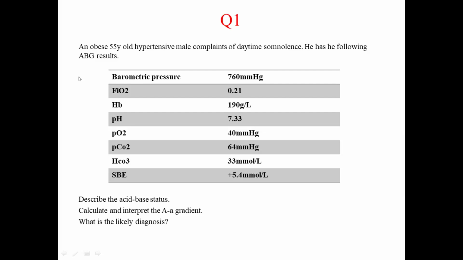Sriram said chronic respiratory acidosis. Amarnath, you are saying acute on chronic respiratory acidosis. So what was the ratio which you got, delta H by delta PCO2? 0.45. Sriram, how much did you get?